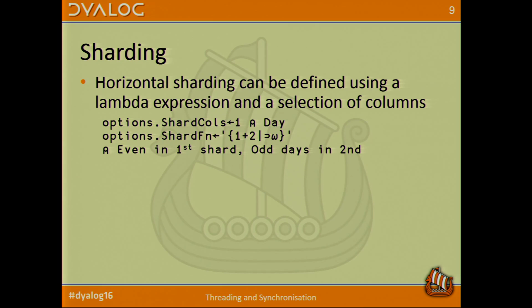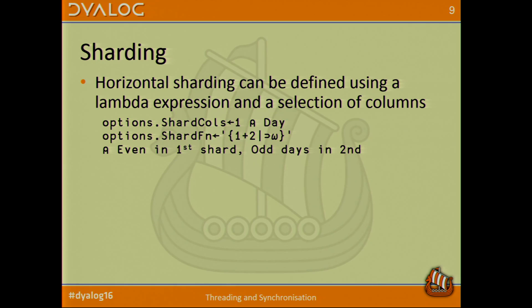Right, sharding. So there's a slide about sharding. Horizontal sharding. The way you set that up is in the options namespace. When you create the database, you say, I'd like to shard using column number 1, which was the day number. And then you write an expression which has to return a dense set of integers. So shard number 1, 2, 3, 4.